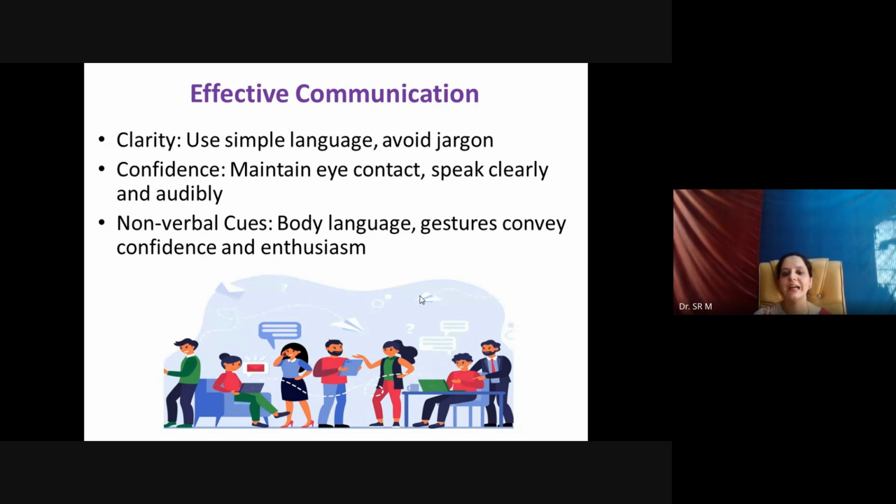Speak clearly and audibly. Properly articulate your words. It must be clear, right? Project your voice to ensure that all students can hear you and understand you. Avoid speaking too quickly or mumbling. How would your learners feel if you keep on speaking like this, or if you speak very quickly? They do not understand anything.